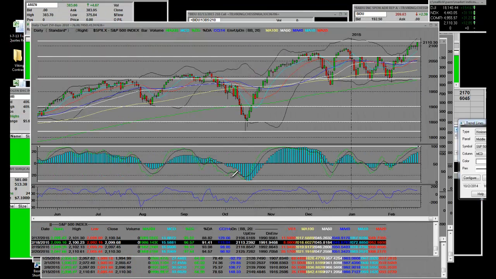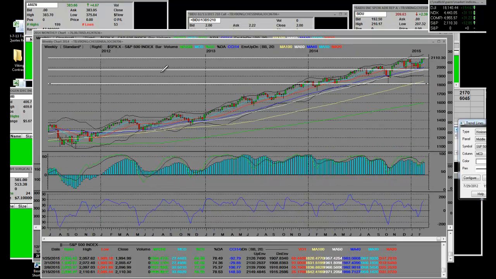What I am going to do now is move on to the weekly chart. We do have a pullback coming. We are overbought. This particular chart is a weekly chart, and I'm going all the way back in time to where we started this move. This is the end of 2011.